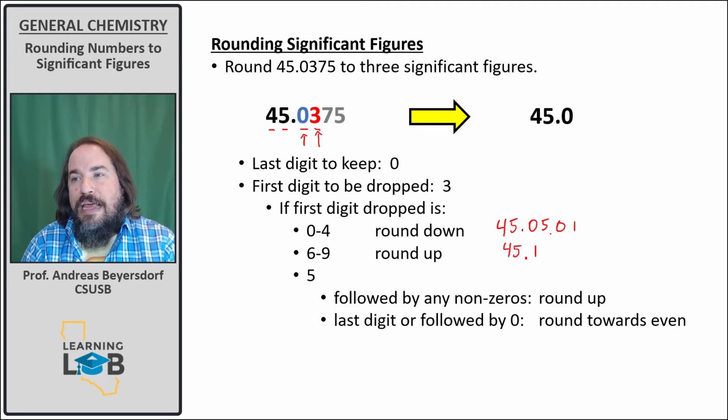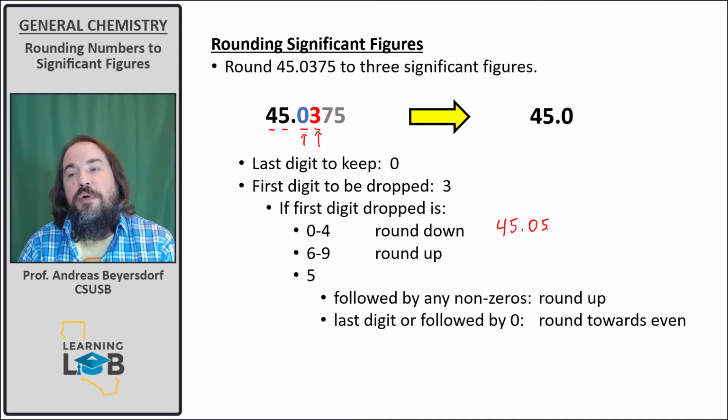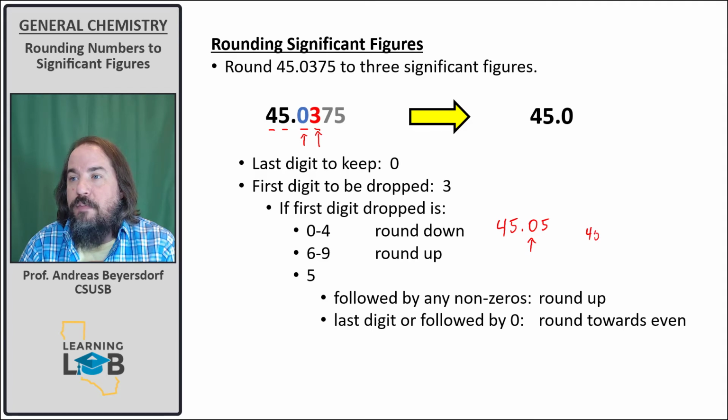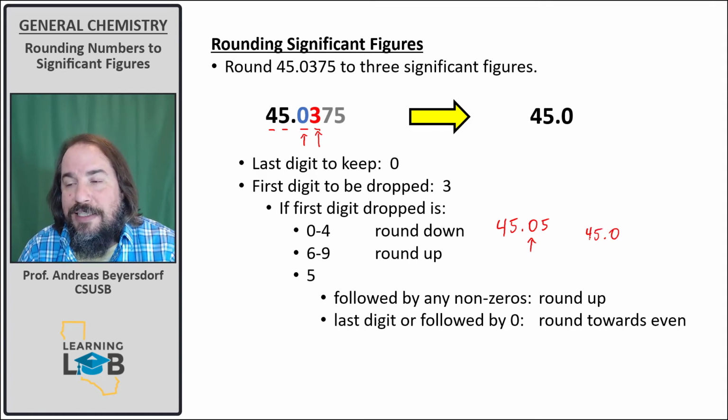Now, if instead this was exactly 45.05, what we do is we round towards an even number. So if it's 5, we would round this down to get to 0. So this would be 45.0. We'll show an example of this in a second.